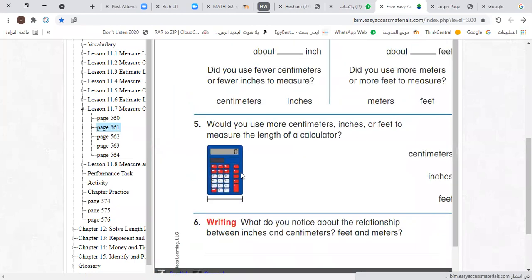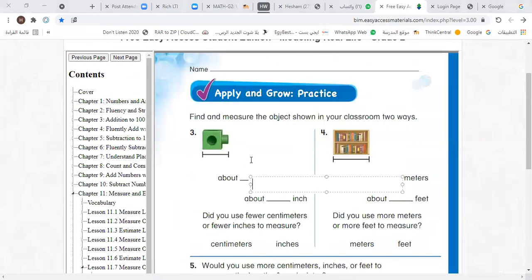If we measure a real one and we found it's 2 centimeters and 1 inch, who can answer this question? Did you use fewer centimeters or fewer inches? Here 2 centimeters, here 1 inch. So it's fewer centimeters or fewer inches. I'll choose now one of you to answer the question.